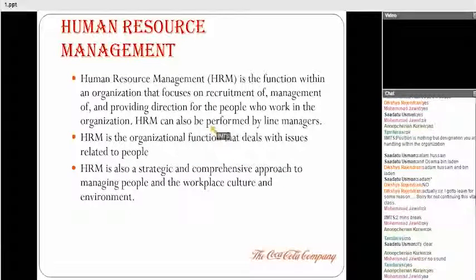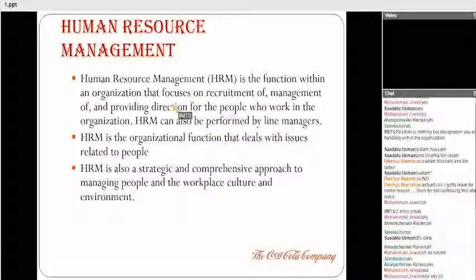Okay. So human resource management is the function within an organization that focuses on the recruitment of management and providing direction for the people who work in the organization. HRM can also be performed by line managers. HRM is the organizational function that deals with issues related to the people. HRM is also a strategic and comprehensive approach to managing people and the workplace culture and environment.